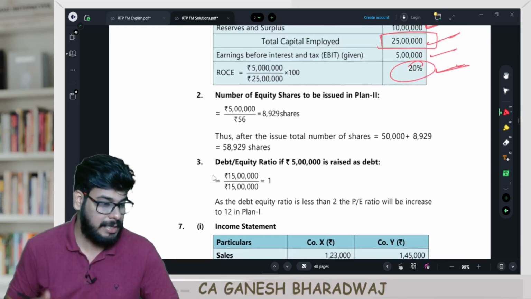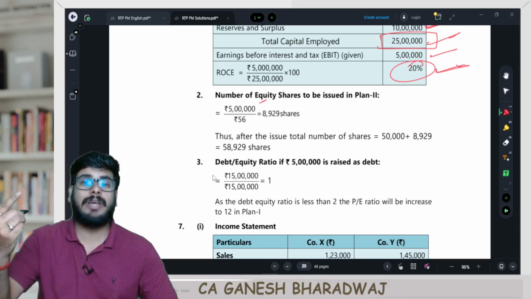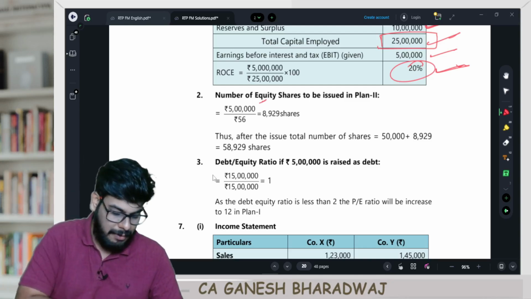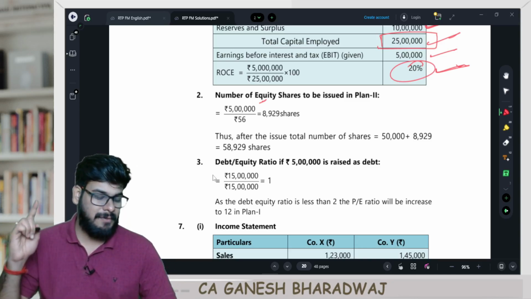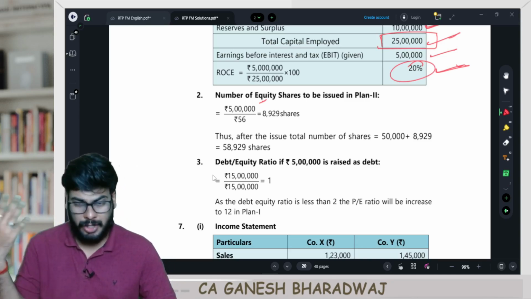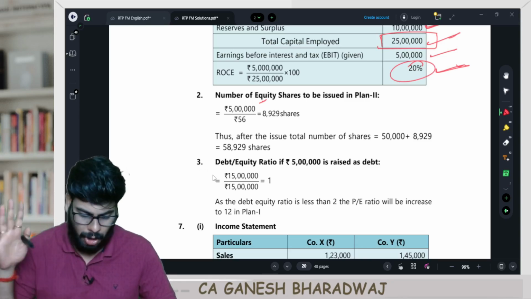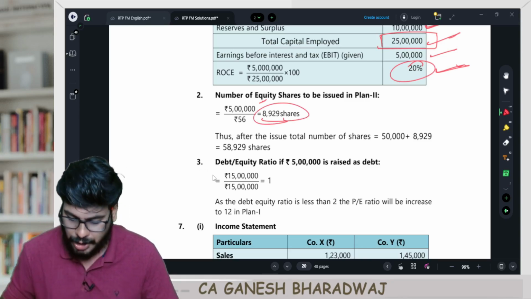Now they have given in the question, we need to raise 5 lakh rupees at the current market prices. So 5 lakh divided by 56 rupees. That gives you a total number of 8928.57 shares. You cannot issue fractional shares. Round it off to the next number always. That's going to be 8929 shares, right?